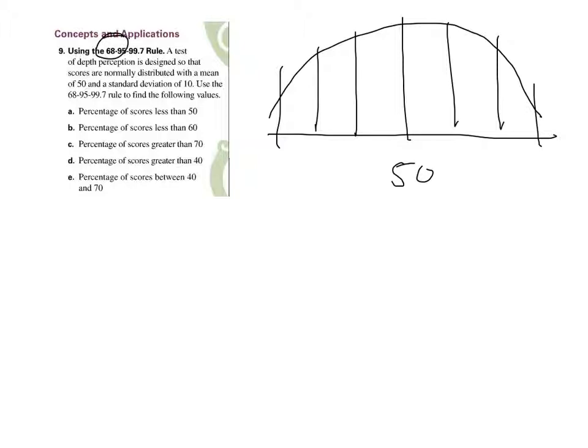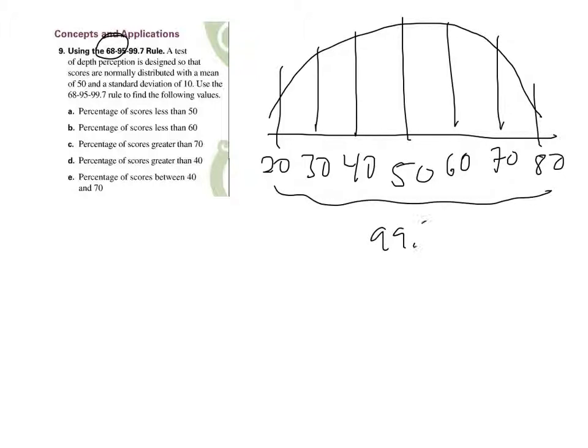Now the 68 corresponds to 1 standard deviation either side of the mean. So I'm going to add 10, which is the standard deviation, to the 50 to get 60. I'll add it again to get 70. I'll add it again to get 80. On the left side of the mean, I'm going to subtract it. So 50 minus 10 is 40. 40 minus 10 is 30. And 30 minus 10 is 20. And that accounts for 99.7, or practically all of the population that we're dealing with.